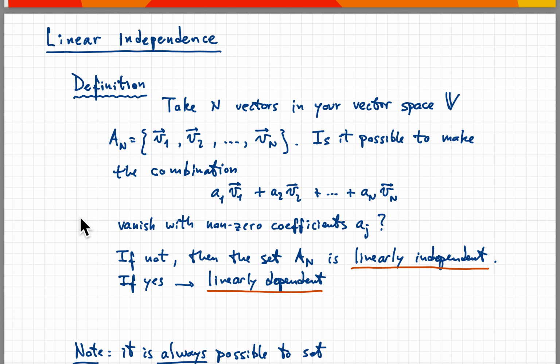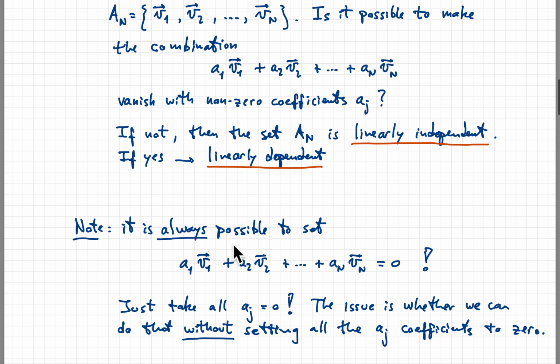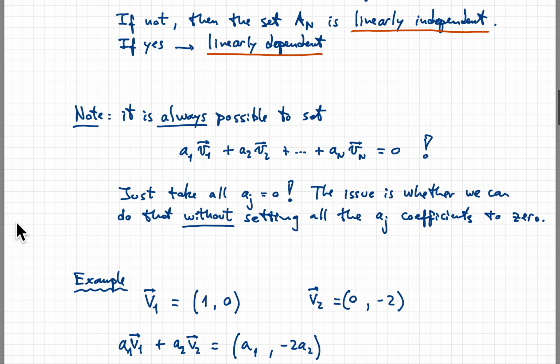So of course we can always set that linear combination. This is what's called a linear combination, by the way. We can set that equal to 0 always by taking all the a sub j equal to 0. The question is whether we can do it without setting all the a sub j coefficients to 0. If that's possible, then you have a linearly dependent set. If it's not possible, then you're linearly independent. So let's talk more about that using an example.